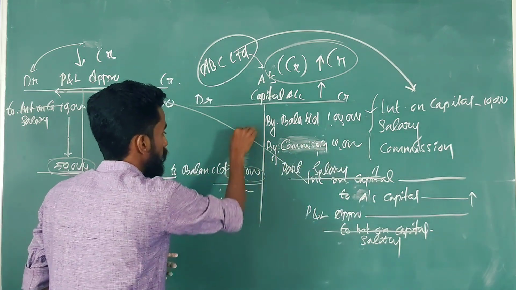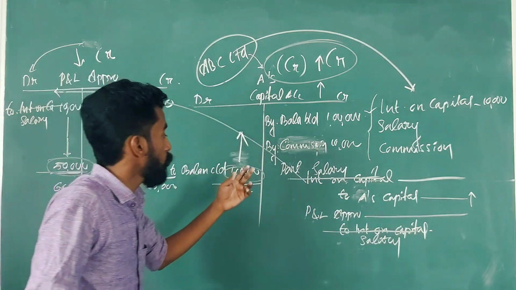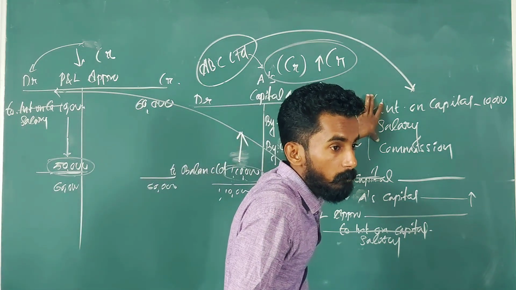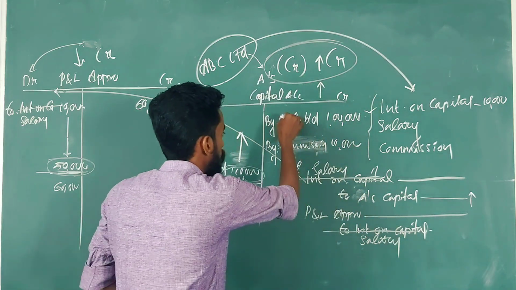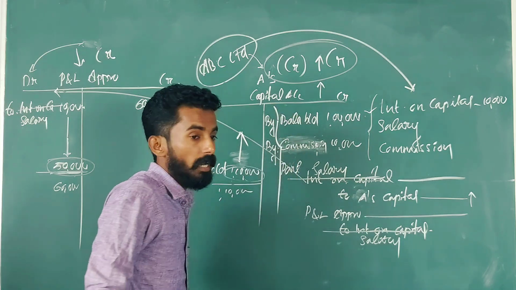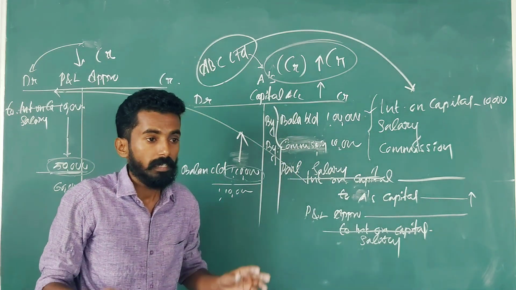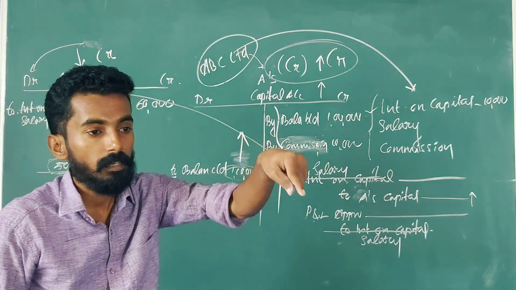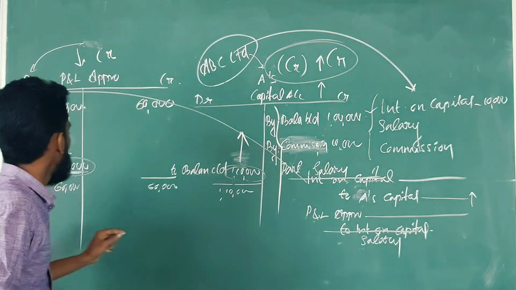Very good. So if you want to increase the capital account, we have to credit all these three items in the partner's capital account. It is very simple to understand. One more journal entry is remaining in the P&L appropriation account, that is reserve.